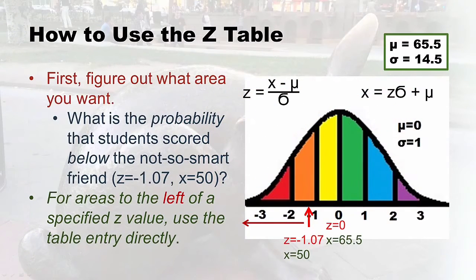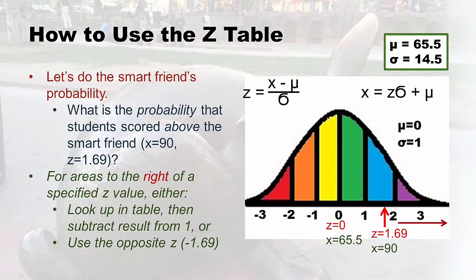Okay, here we are back at our slides. Look at that green part where it says for areas to the left of a specified z-value, which we're doing with the not so smart friend, use the table entry directly. So here was our table entry, 0.1423. We're just going to use that number that we found, and we're going to say the probability then is 14.23%. That kind of makes logical sense knowing the empirical rule.